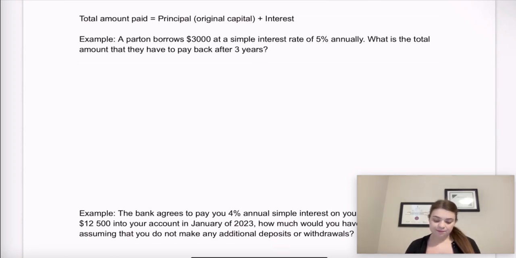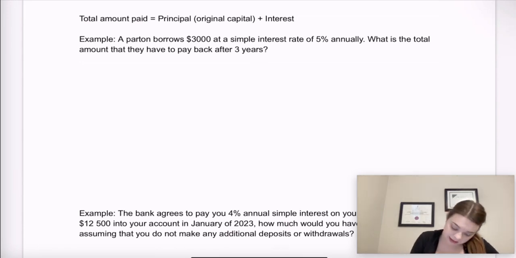So here's an example. A patron borrows $3,000 at a simple interest rate of 5% annually. What is the total amount they have to pay after 3 years? Okay, so first we need to calculate the interest they had to pay, and then we have to add that to the original amount they borrowed, because they must pay the 3,000 that they borrowed back plus however much interest would have accrued over that time.